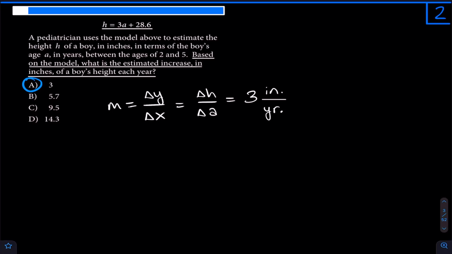And that's exactly what we want here. We want the change in the boy's height each year. So the slope here is not representing years per inch, so we're safe, right? We know that the answer is definitely 3.